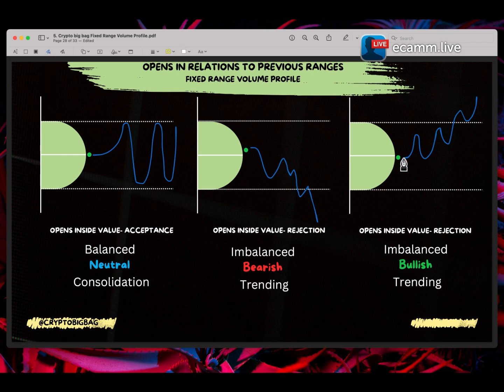Same goes for the bullish one. When the market opens inside value and breaks out of the value area high, backtests it and moves away, it tells you it's a trending move. The market is in imbalance.